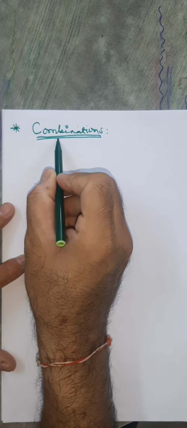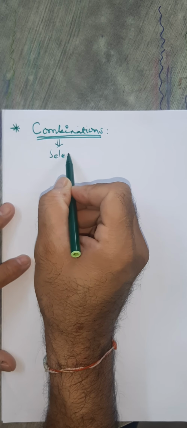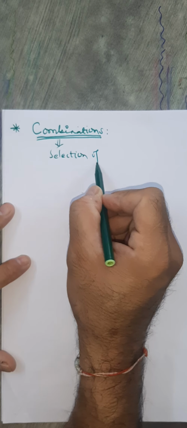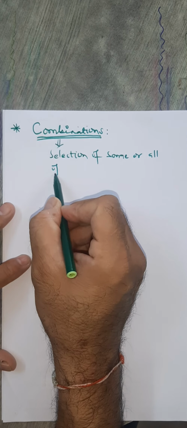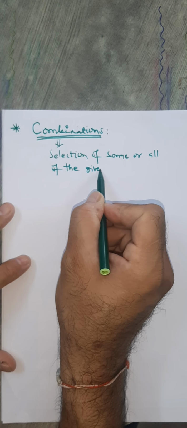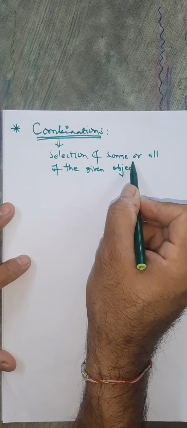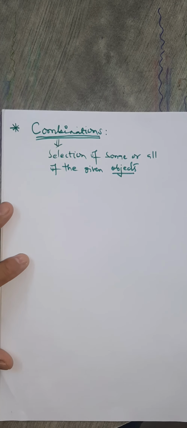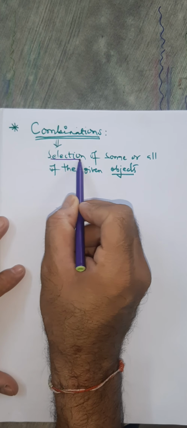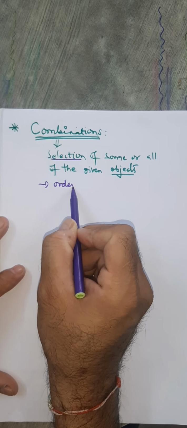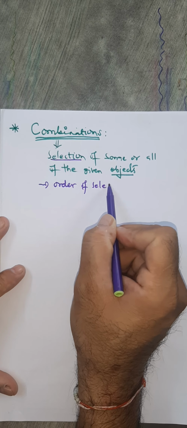Okay, so now the other part of this chapter is about combinations. Here, combination means selection of some or all of the given objects. You are going to select some objects or all objects from the given objects. Once we use the word selection, that means the order is not important. Order of selection is not important.